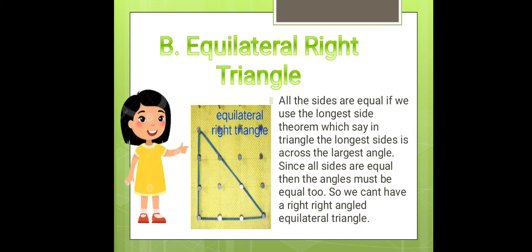Equilateral right triangle. All the angles are equal. If you use the longest side theorem, which says in a triangle the longest side is across the largest angle, since all sides are equal, then the angles must be equal too. So we cannot have a right-angled equilateral triangle.